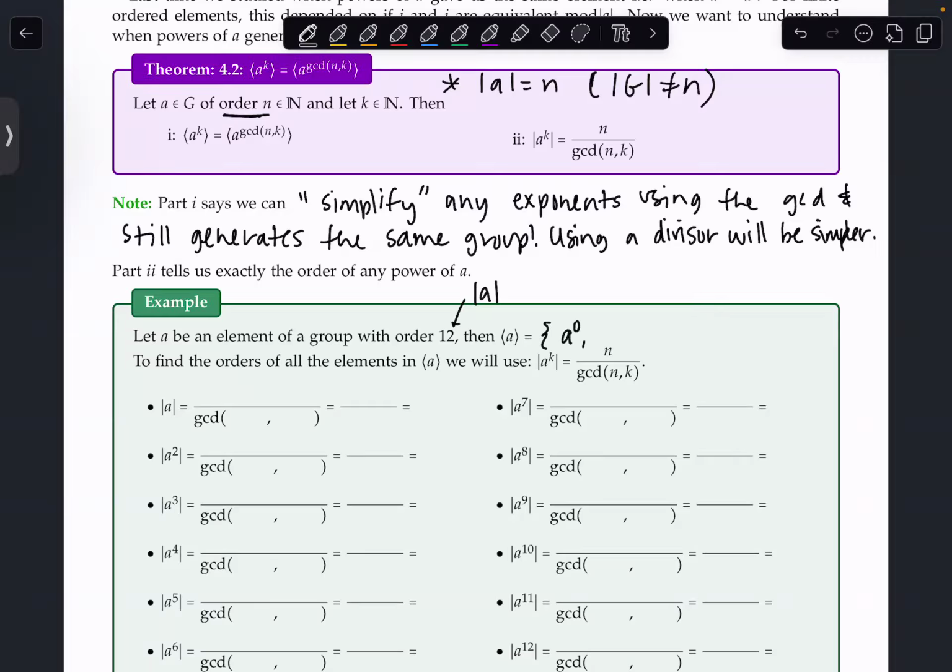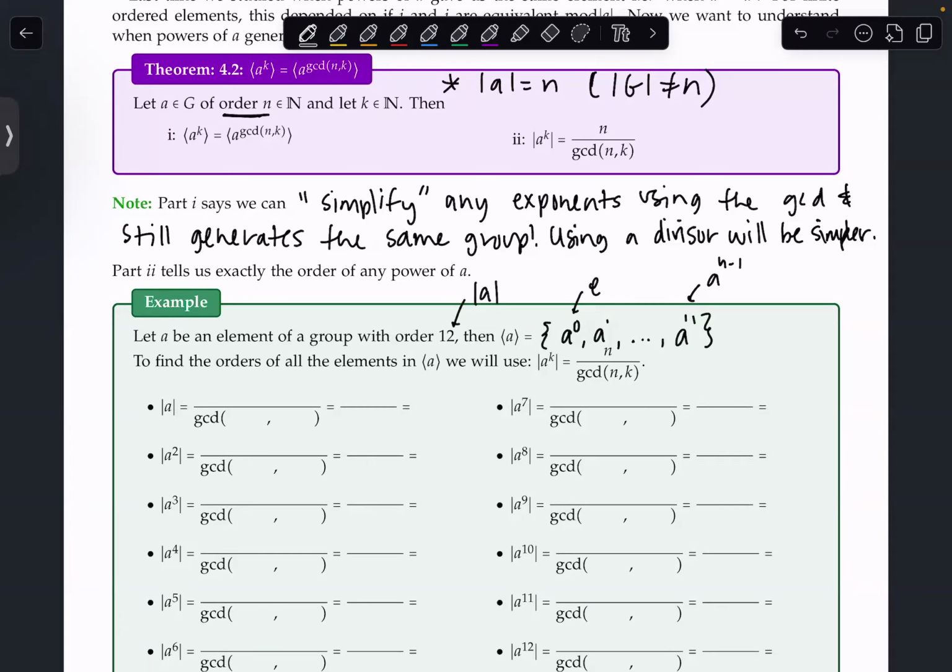Yep, A to the 0 up to A to the n minus 1, which is 11. And this A to the 0 is my identity. I know I have exactly N, oh, and that is 11. Exactly 12 elements showing up here. And I know that they're all distinct from each other.